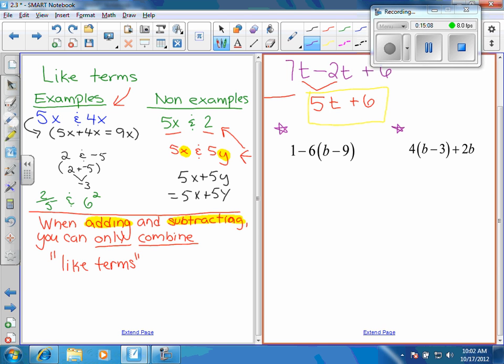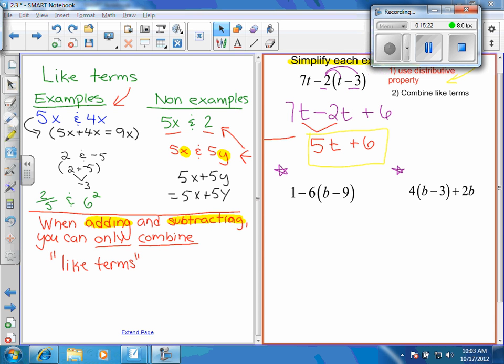So use the distributive property, then combine like terms. Write them down, let's try 'em. Does anybody have the first one done? Who haven't I heard from today? I don't think I have from you, Skylar.